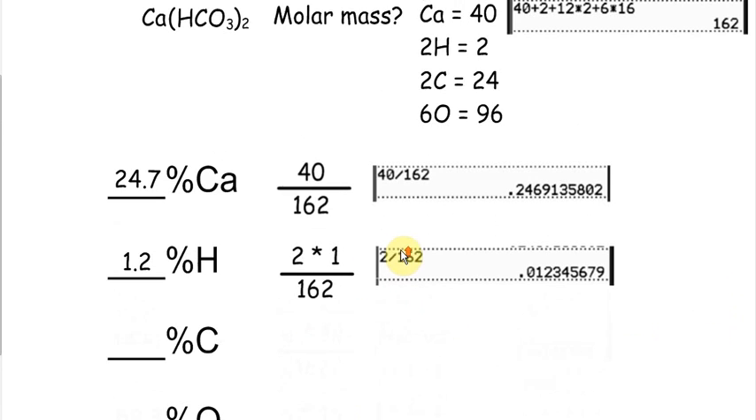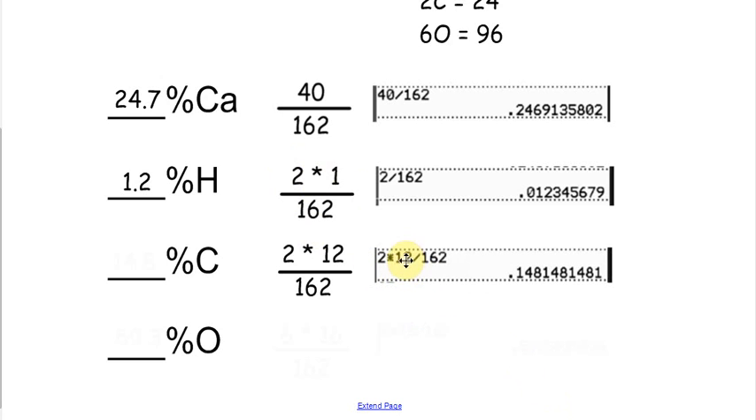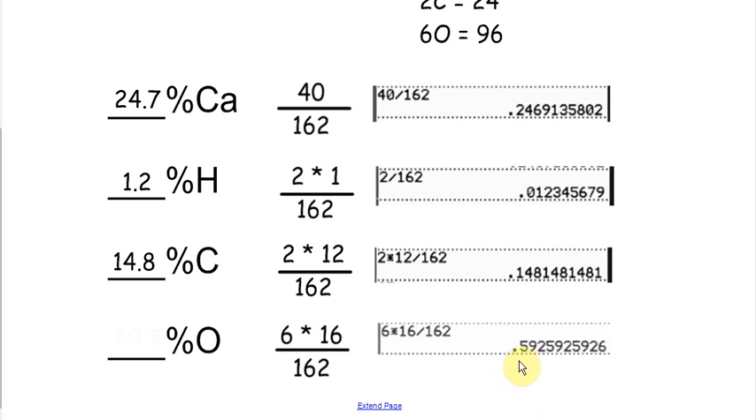Carbon, there were a grand total of 2 carbons. The 2 is the multiplier, 2 carbons. So it's going to be 2 times 12 over 162. Notice each time we're dividing by the molar mass. It's the part divided by the whole. That's how you find a percentage of anything. So 2 times the mass of carbon out of 162, move the decimal, and you get 14.8%. Lastly, oxygen, 6 times 16 over 162, and you get 59.3%.